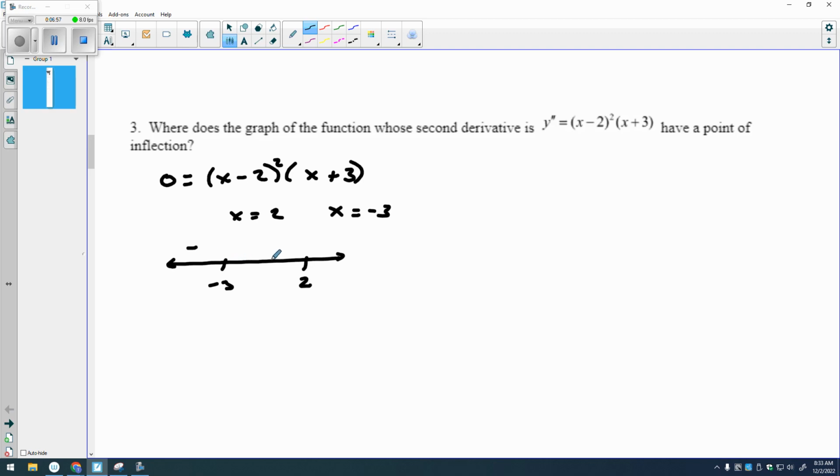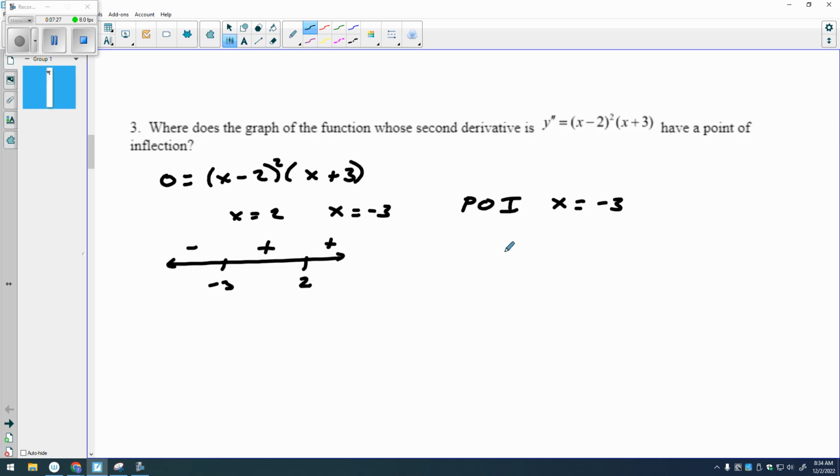Something bigger than -3 and between -3 and 2, like 0. 0 makes that positive. This is always positive. So that's positive. Greater than 2, like 5. That's positive. That's always positive. And so my only point of inflection is at x equals -3. Why? Because that is the only critical value where it switches signs from positive to negative, or negative to positive.